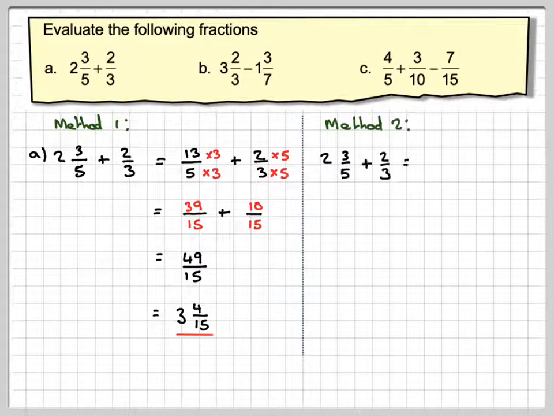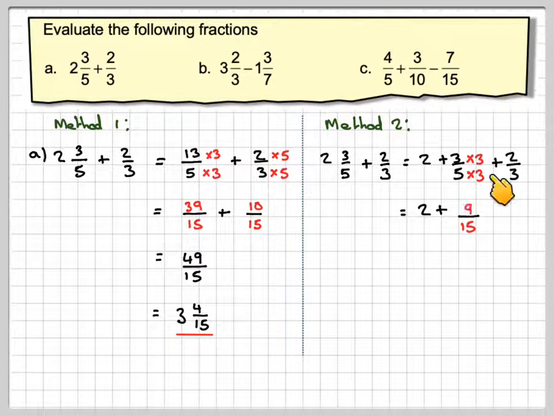Okay, method 2 requires us just to work out that, first of all, to do 2 plus 3/5 plus 2/3. And then here we look for a common denominator. Again, it's going to be 15. So multiplying 5 by 3, we get 15. And we need to do the same to the numerator. So 3 times 3 is going to give me 9. Here, again, we're going to multiply this by 5. That gives me 15, and do the same to the numerator, so 2 5s make 10.